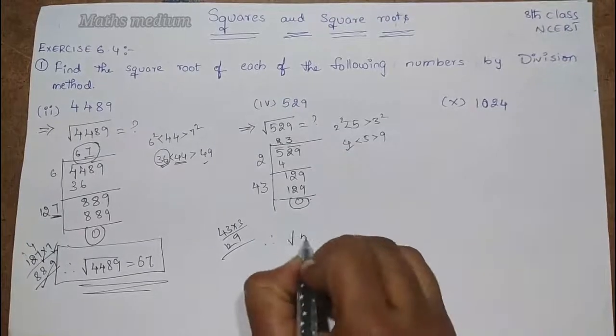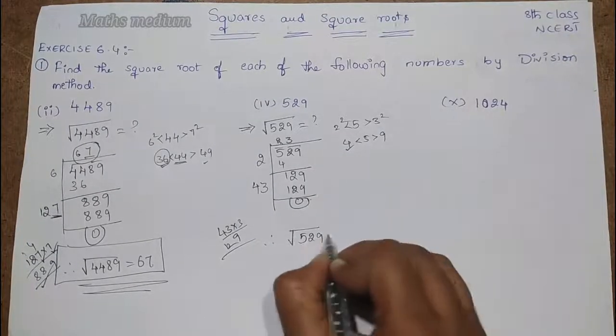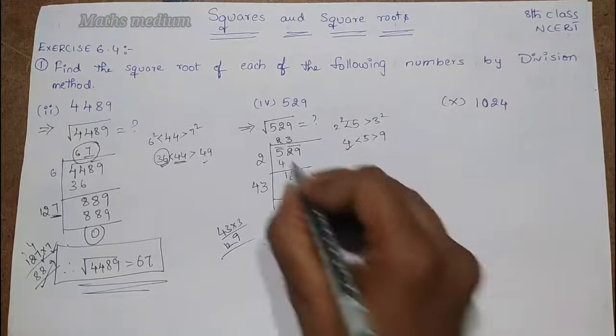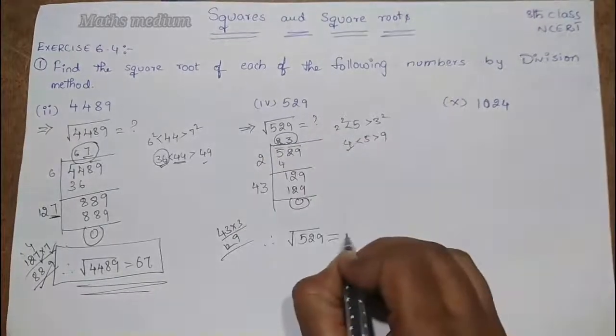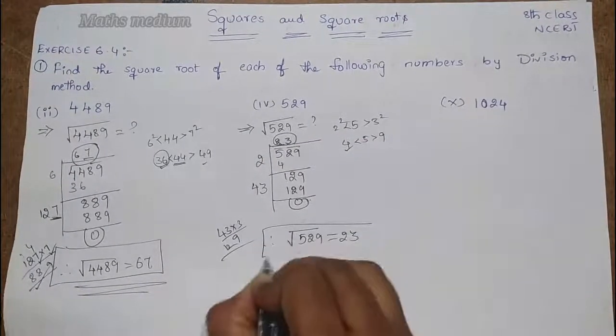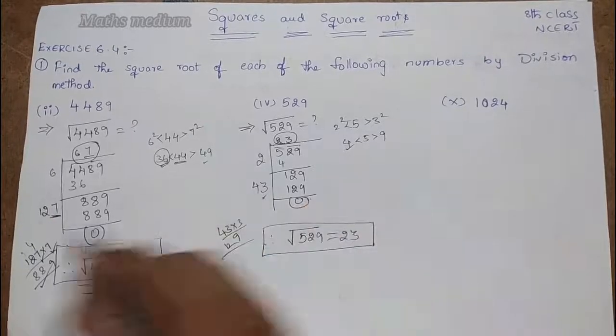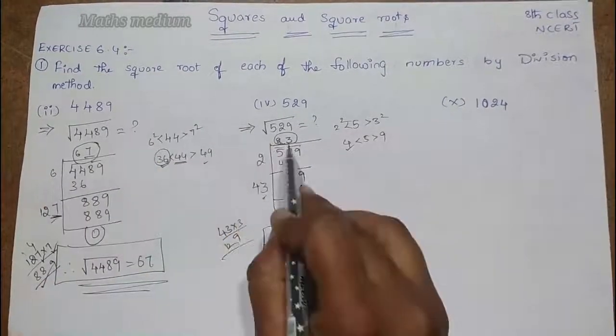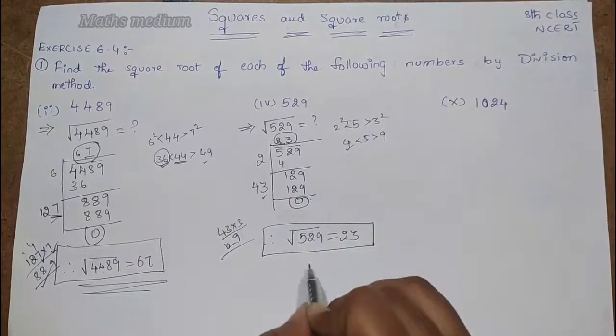Therefore, for the perfect square 529, the square root is equal to 23. Where is the quotient? 23 is the answer for this question. This is not the answer, this is not the answer. The quotient is the answer for the given square root.